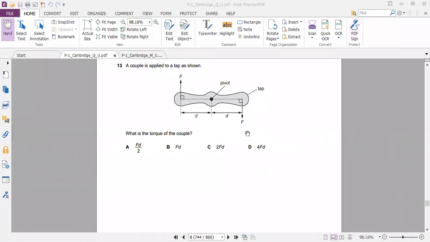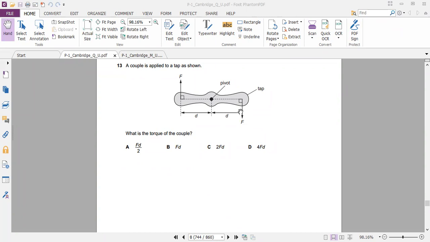So we were solving the Mason 2019 1-1 variant, and we did discuss up to question number 12. So let's start with question number 13. Let's read. A couple is applied to a tap as shown. What is the torque of the couple?